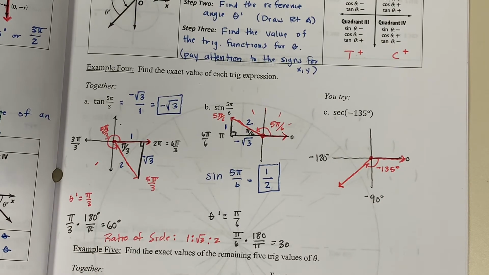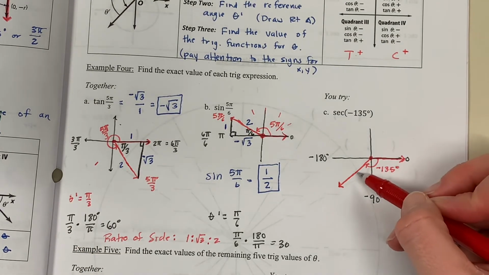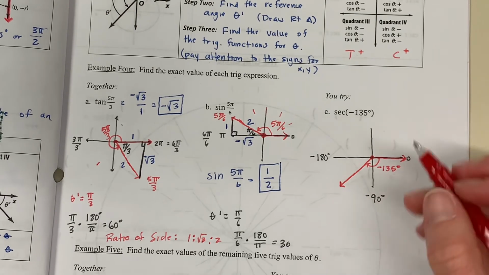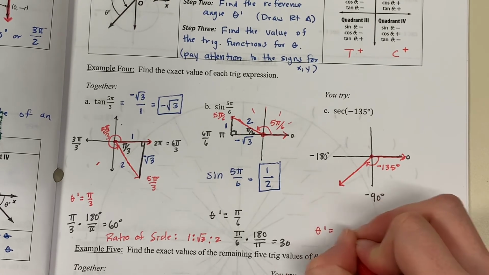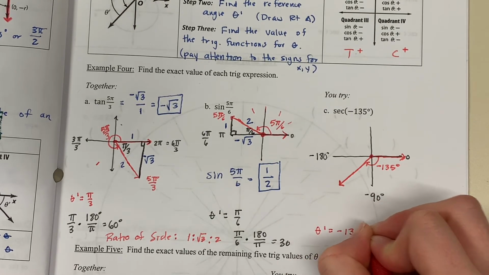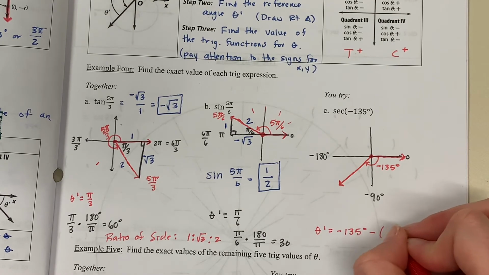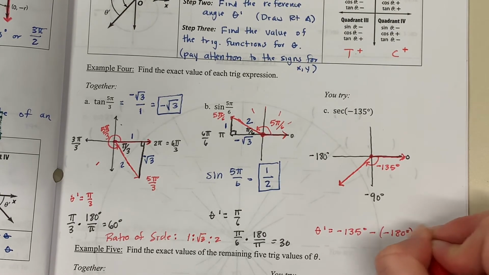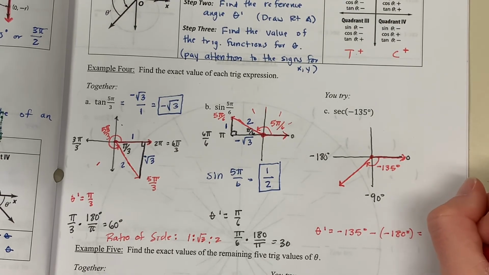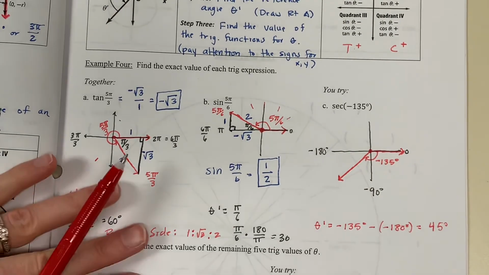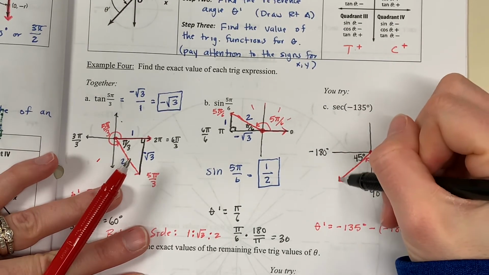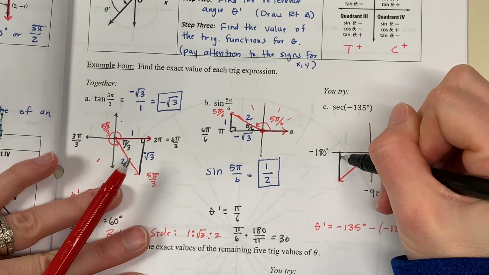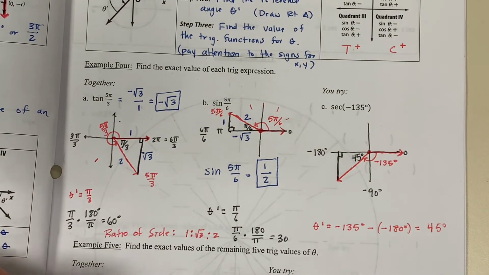My reference angle theta is the angle formed by the terminal side and the x-axis. It's in quadrant 3, so I'm going to take my angle first, negative 135 degrees, and subtract negative 180 degrees, add the opposite, and this is a 45-degree angle. So my reference angle is 45 degrees. I'm going to go ahead and drop the vertical line, raise it up to the x-axis. Notice I have a 45, 45, 90-degree special triangle.